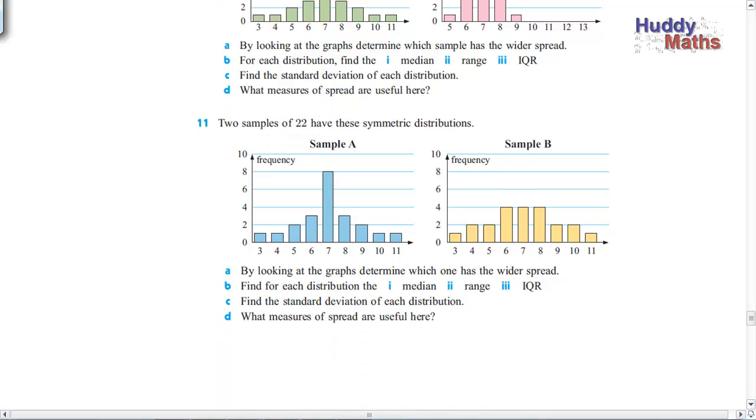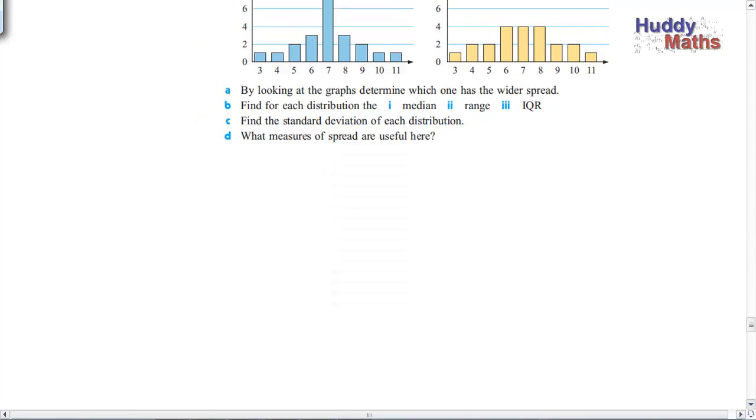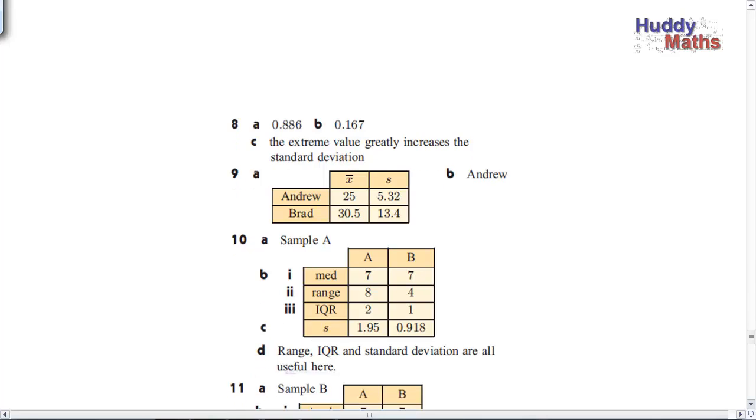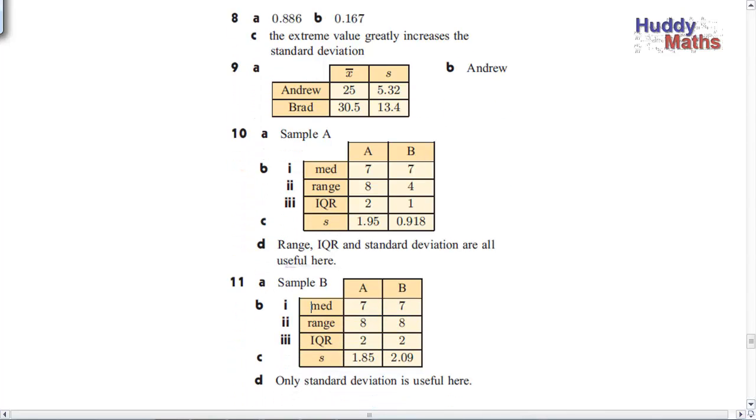Okay, let's have a look at those answers now. There, how did you go? Just watch this question here. Why is the standard deviation the only useful measure of spread in that one? Think about that, discuss it with your classmates and teacher. Let's go on and finish off now.